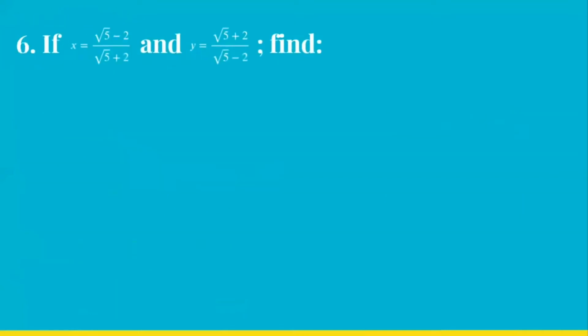If x is equal to (root 5 minus 2) upon (root 5 plus 2), and y is equal to (root 5 plus 2) upon (root 5 minus 2), find the value of x square, y square, xy, and x square plus y square plus xy. So for finding the value of this, x is given. So let us first rationalize the denominator and simplify the value of x.